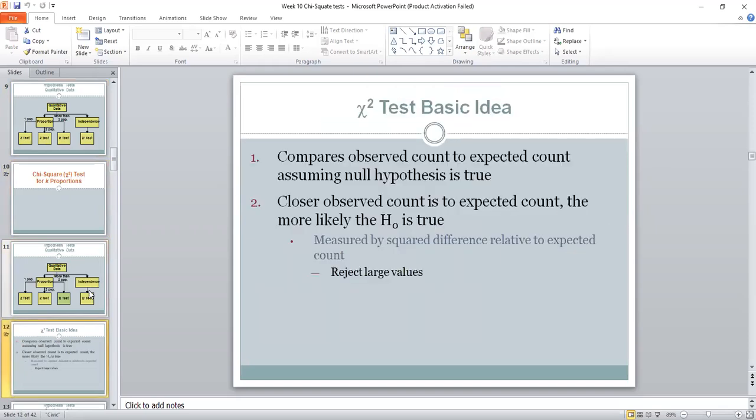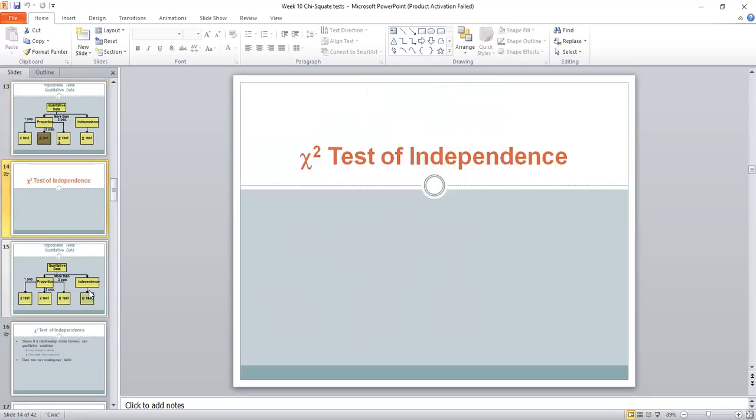Or it is meant to achieve this. This is the symbol for chi-square. That's not an X. That's the symbol for chi-square. The chi-squared test of independence. And that's the focus of this course, of this topic.